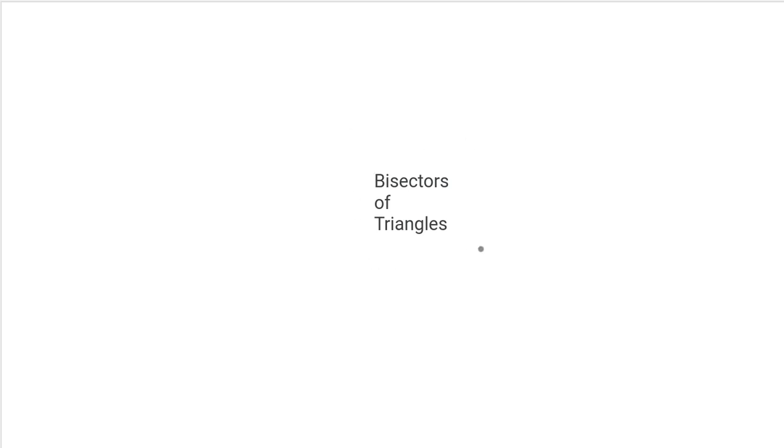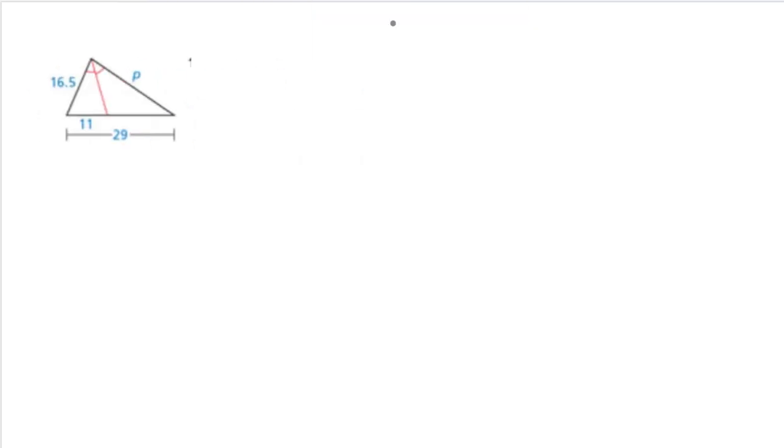G, and today we're going to talk about bisectors of triangles. So, if I have a triangle with a bisector, this angle right here got cut, and it's going to be the same right here, which means that we can create a relationship out of this smaller triangle and this bigger triangle. So, the smaller triangle is 16.5 over 11.